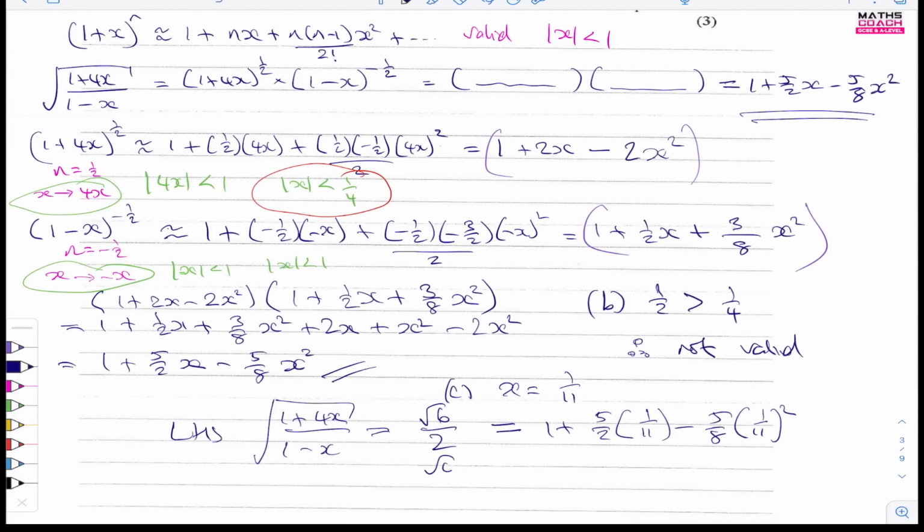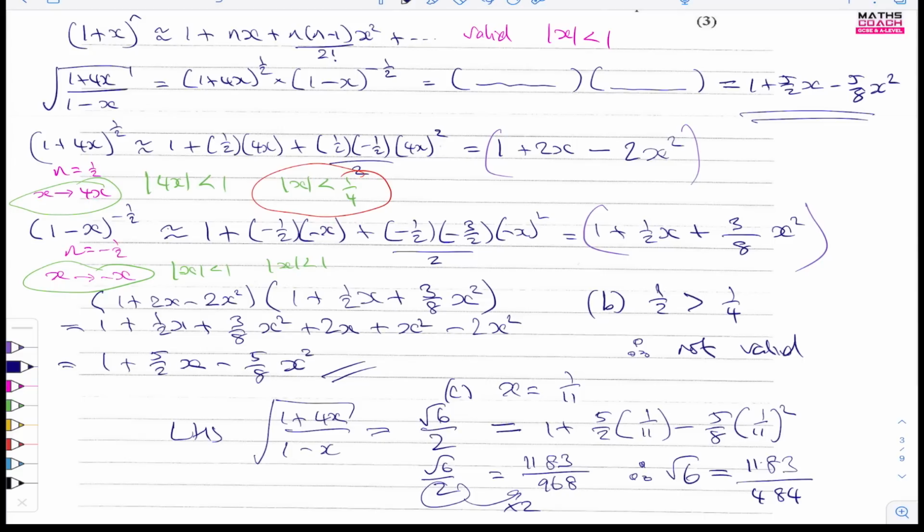So root 6 over 2. Now you can plug it into your calculators. Don't forget to use a bracket for the last one, and close the bracket and square it. I'm getting 1183 over 968. Therefore, root 6 would be this fraction multiplied by 2, and we should get 1183 over 484. Now, just to check what the decimal value is.